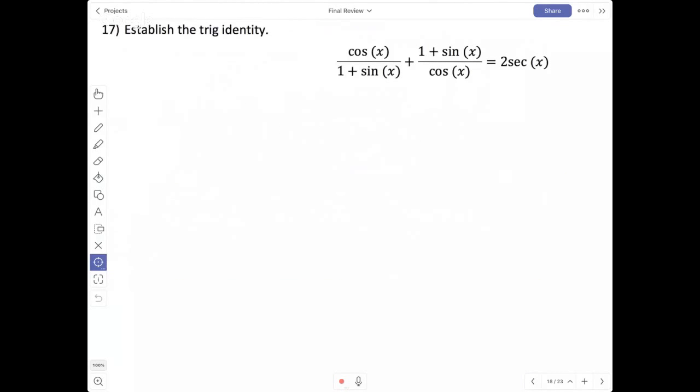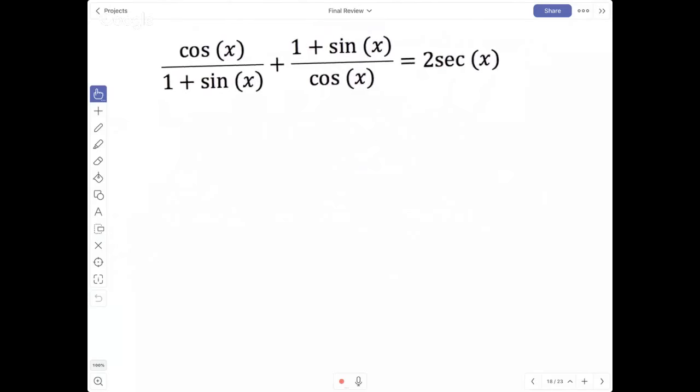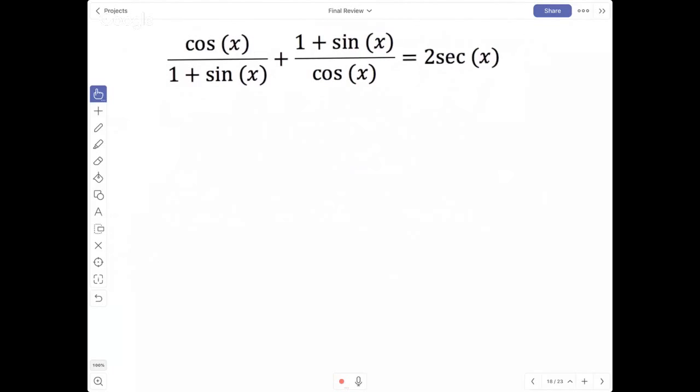Cool. A trig identity. Let us establish it. Okay, I see two fractions, and I see that they have uncommon denominators. Clearly, I say to myself, they need common denominators.